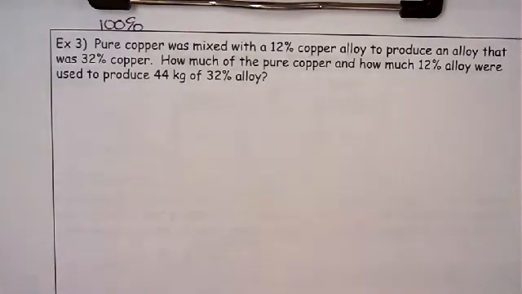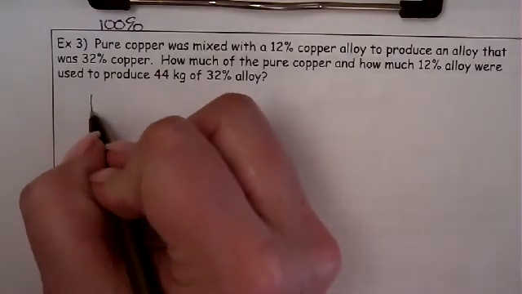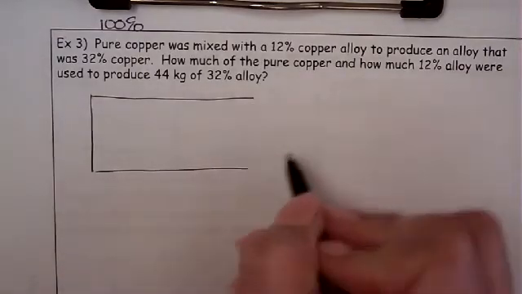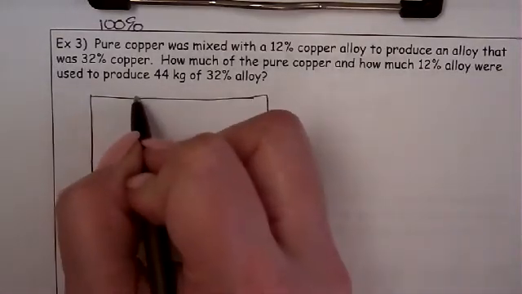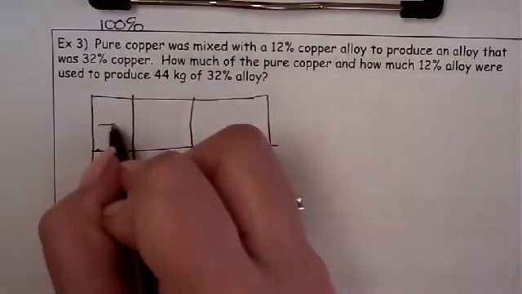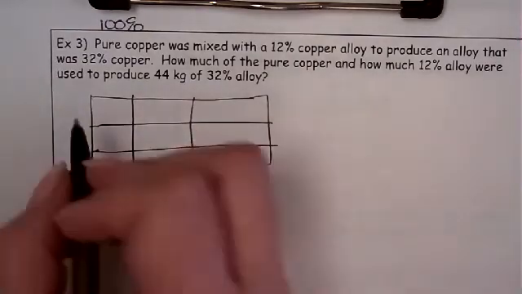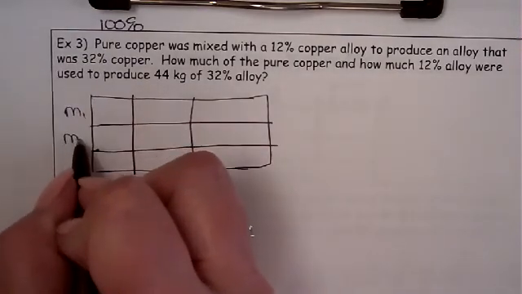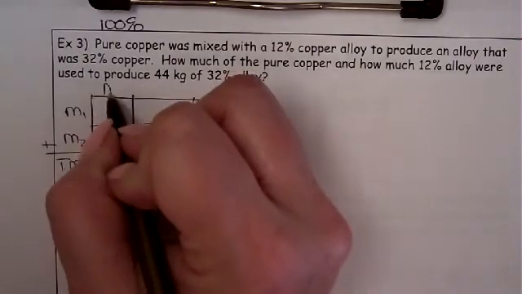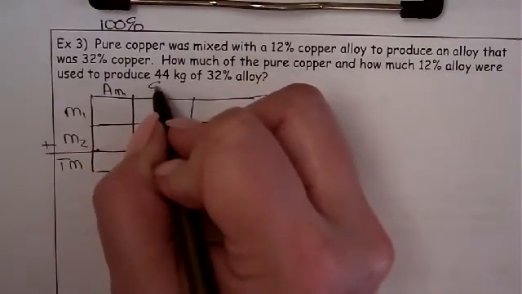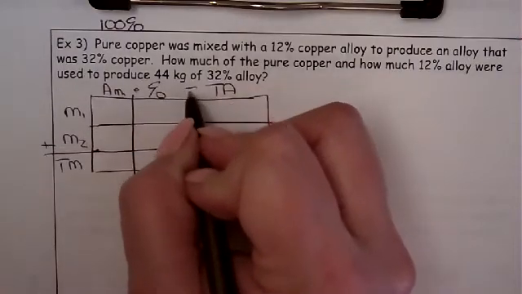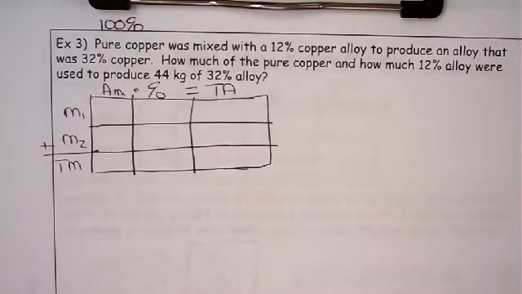Okay? Now, let's go ahead though and let's set up our 3x3 table. Now, we have mix 1, mix 2. We're adding them together to make total mix. We have our amount here. We have our percentage, and then we have our total amount. And remember, while we're adding the rows, we're multiplying the columns.